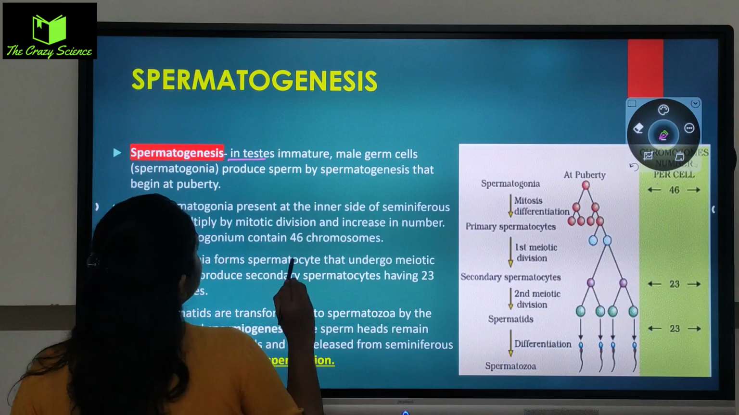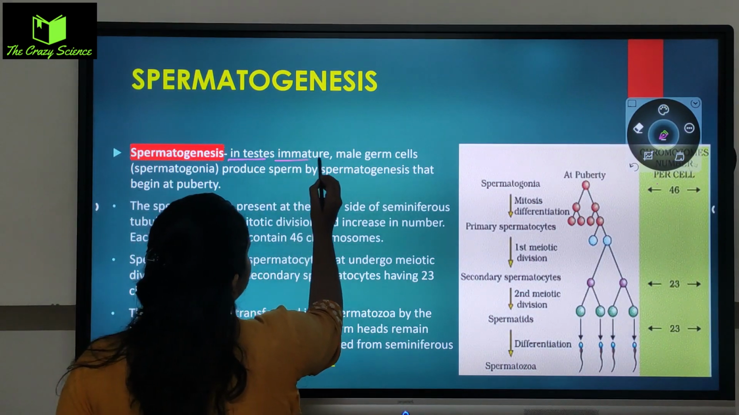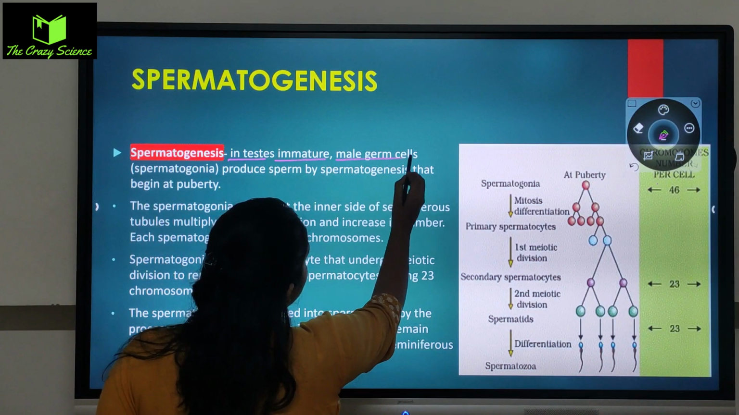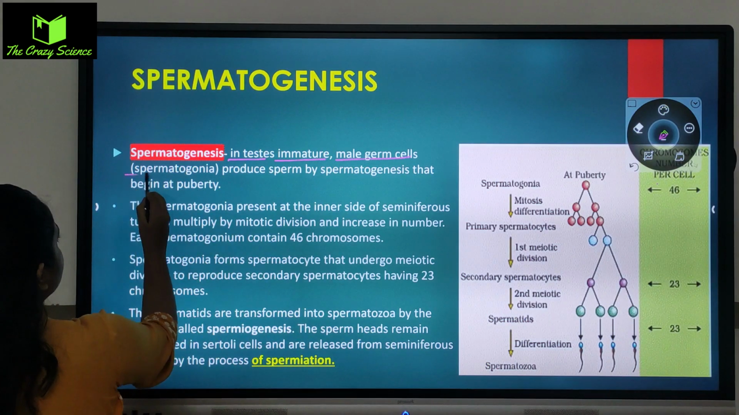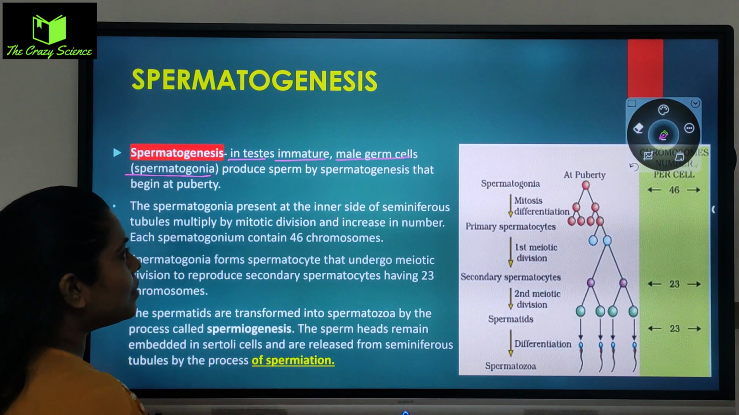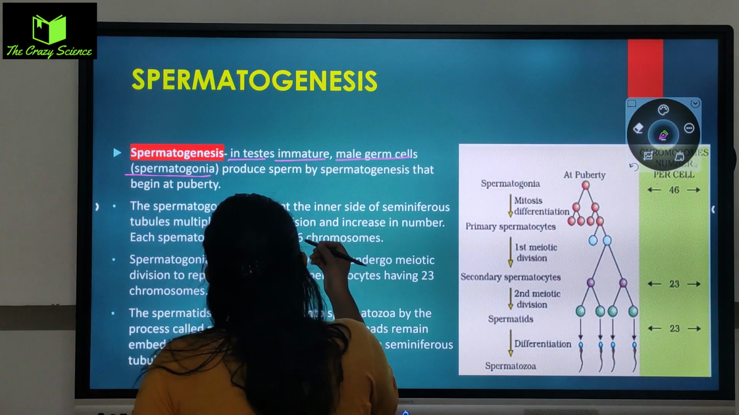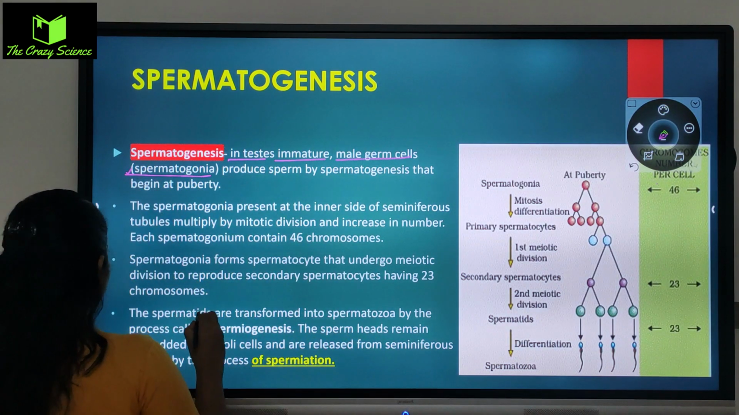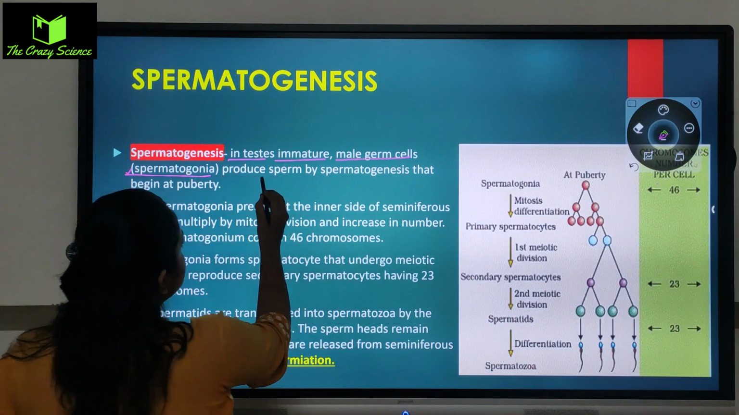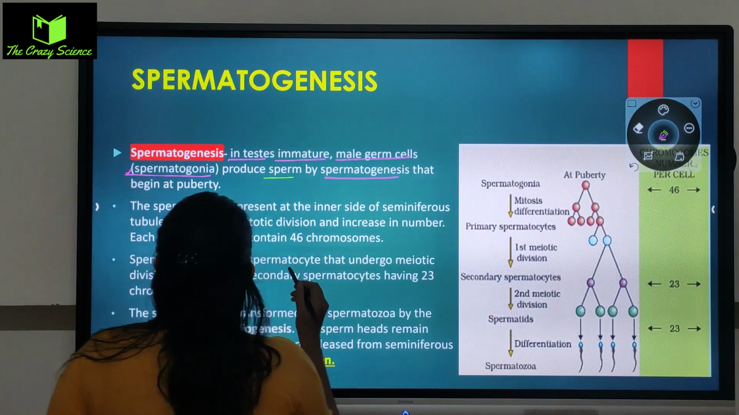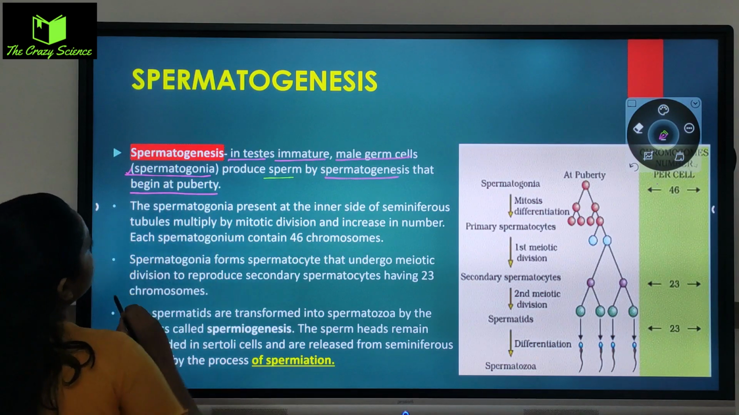Spermatogenesis basically happens in the testes, and it immature bhabe hoy in the male germ cell, spermatogonia. So basically আমি আগেই বলেছি মেল sperm germ cell, যেটাকে আমি sperm বলবো, and যেটাকে আরেকটা নাম আমরা বলবো spermatogonia, and produce the sperm by the spermatogenesis begin at puberty.